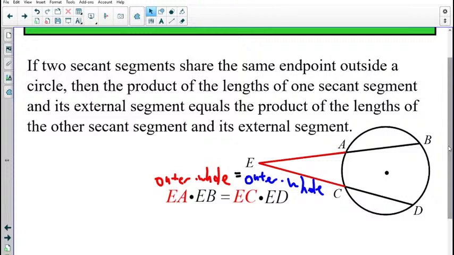Watching this example coming up, we're going to combine things together to get the whole thing as part of our equation. This time we're not just multiplying the parts together; we're going to do the whole thing. What does that say? Outer times whole. And same thing in the blue: outer times whole equals outer times whole. That's the formula we're going to use.